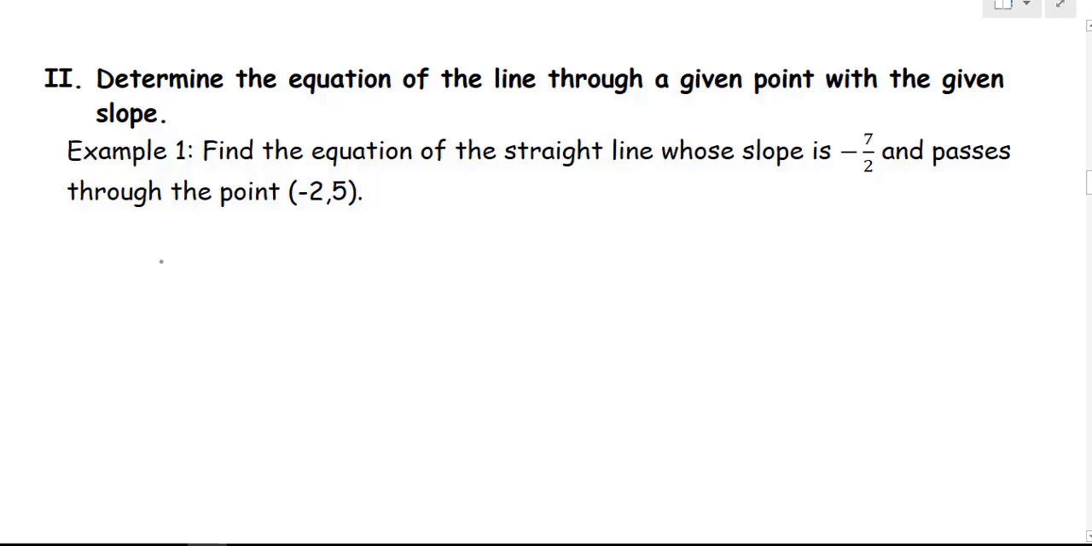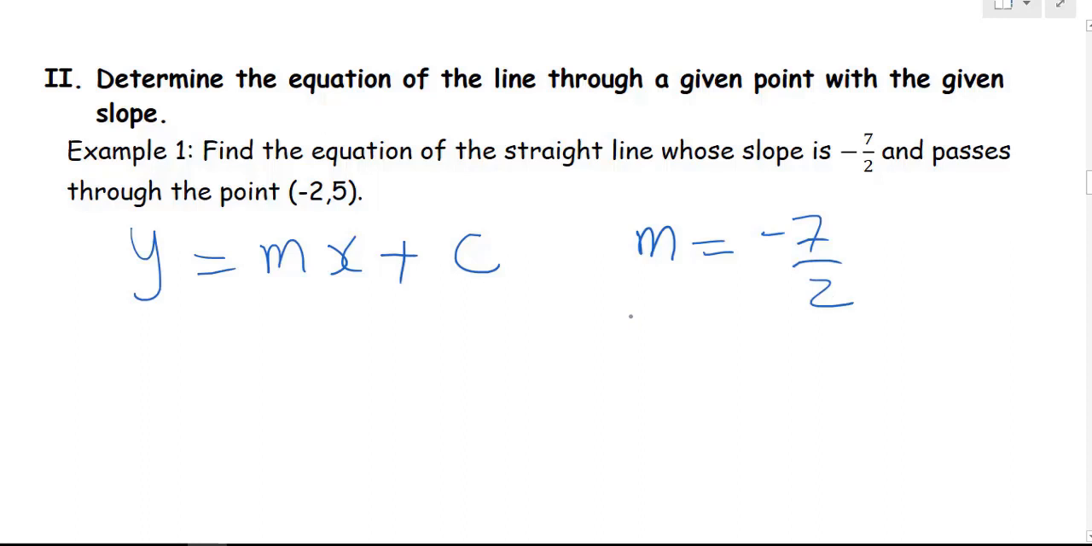In this case, realize that we have the general equation of the straight line of the form y equals mx plus c. From the information given, realize that our m is equal to minus 7 over 2 and c is not known. We are going to determine the value of c.